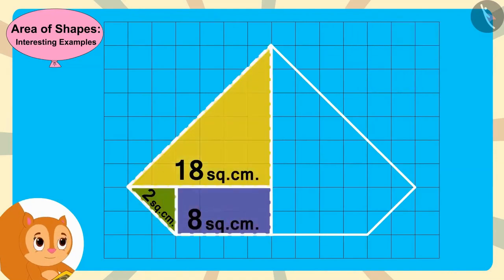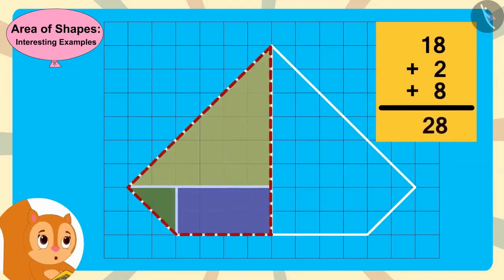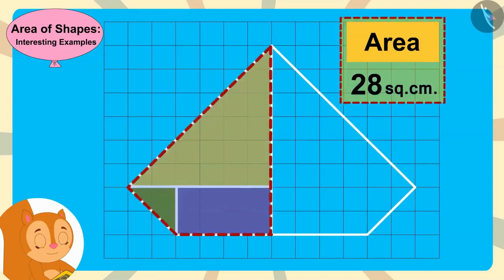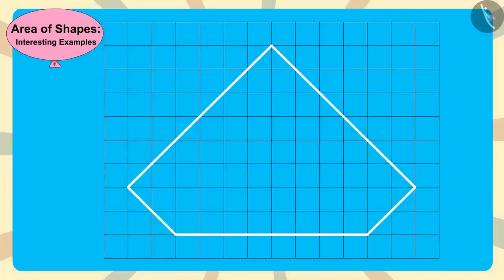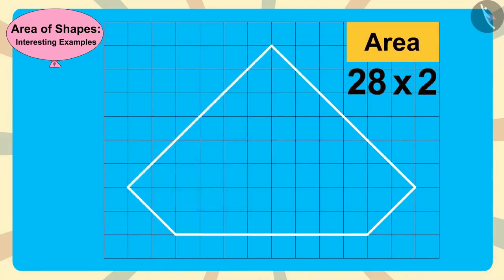By adding the area of all these shapes, I will get the area of this part of the diamond. The area of this part of the diamond is 28 square centimeters. Chanda quickly found the area of this part of the diamond. Now, because the diamond is made of these two equal parts, she multiplied the area of this part of the diamond, 28, by 2. Okay, the area of this diamond is 28 into 2, 56 square centimeters.